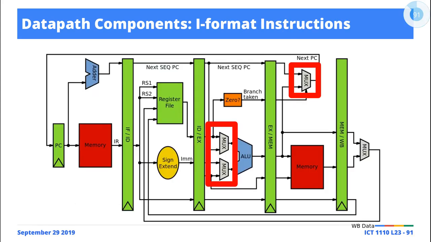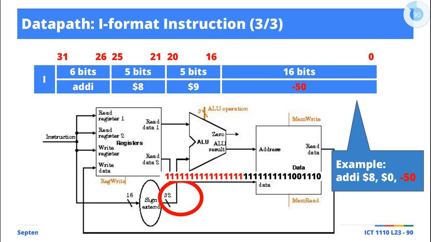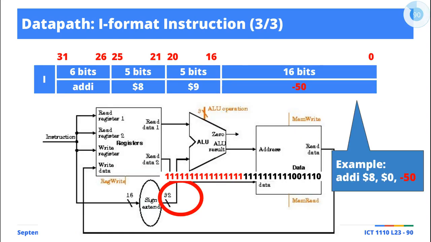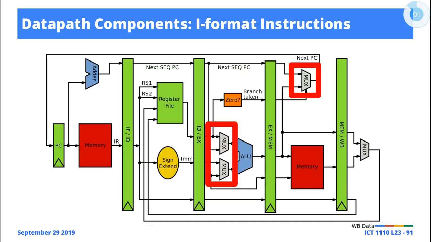Guys, the other thing to mention, even though this is not specific to I-format instructions alone, is that they are important for I-format instructions. This hardware component is called the multiplexers, or MUXes for short. So you notice that in the datapath, you probably see there's a mux here, a multiplexer here. So the question is, what is their role?